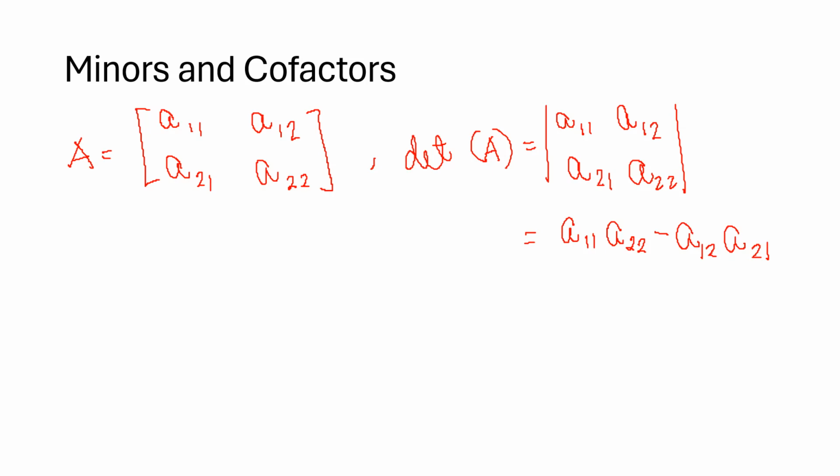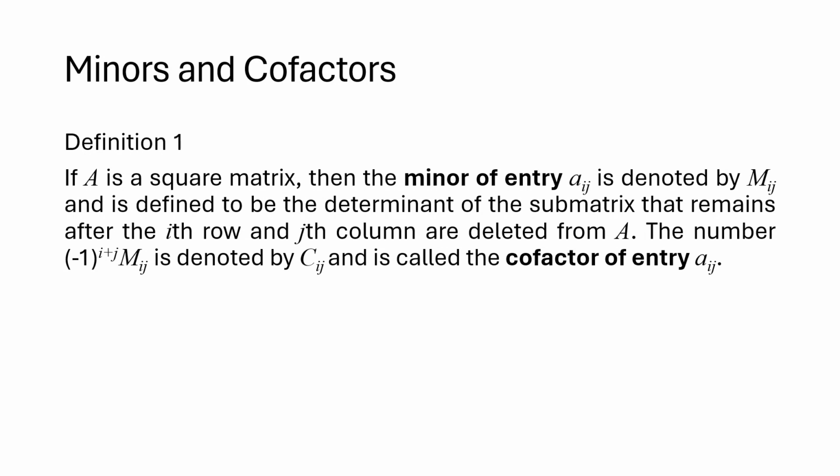Now, in this case, we will have the definition, which is the key to our goal of extending the definition of a determinant to higher order matrices. Definition one: if A is a square matrix, then the minor of entry A sub ij is denoted by Mij and is defined to be the determinant of the submatrix that remains after the ith row and jth column are deleted from A. The number (-1) raised to i plus j times M sub ij is denoted by C sub ij and is called the cofactor of entry A sub ij.